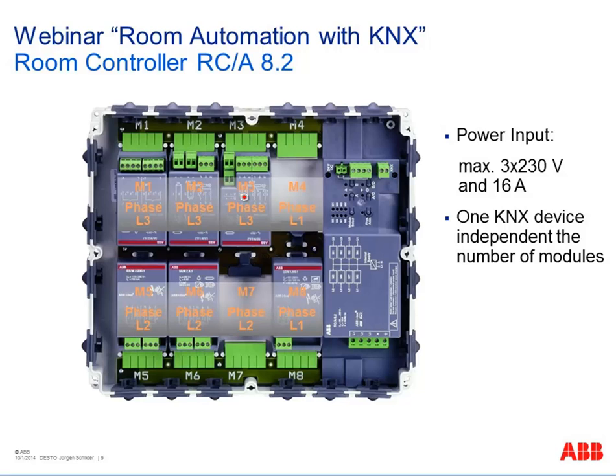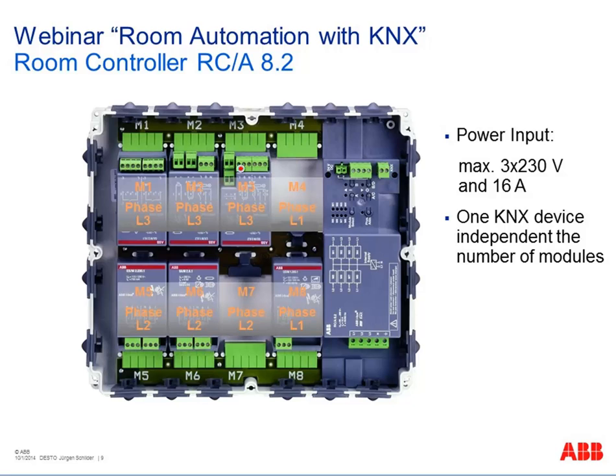And each module slot is assigned to a phase. So maximum you see here, 3 modules are connected to one phase. And if you have actuator modules only here, you have to take into account, or have to accept, that you can have only 16 ampere in total. Yeah? But it's a room solution, and in most of the cases it's enough. So 3 phases in total, and you see here the allocation of the phases to the module slots.